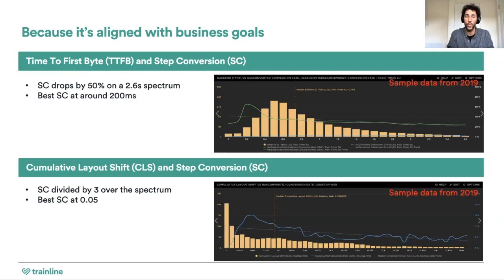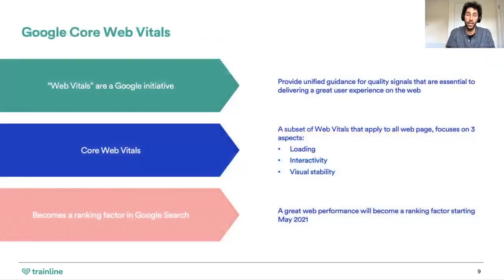So that's what the cumulative layout shift score measures. And same with that one. So it starts at roughly 6% step conversion, but as the cumulative layout score increases, which means that more things are moving on the page, you can see the step conversion drastically reducing as well. So creating a fast and great page experience in your product is just good for your business as well.